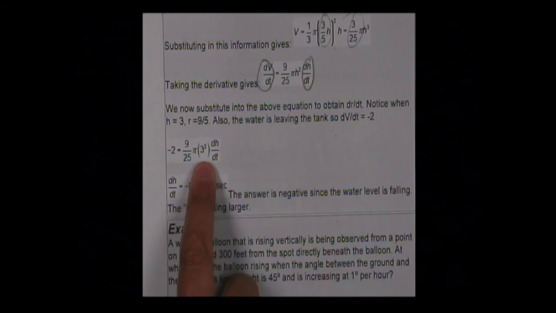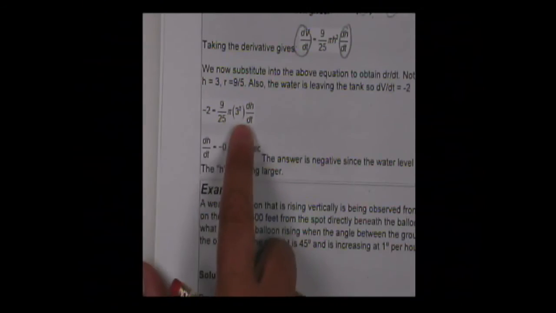And so there we are, putting that in, putting the rest of our numbers in, and we do the math. And we end up getting that dh/dt is negative 0.196, which we expect to be negative because the height is dropping. The height's getting smaller.